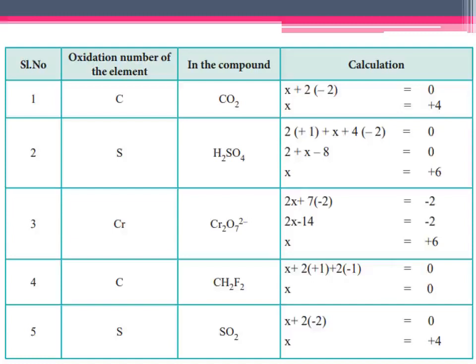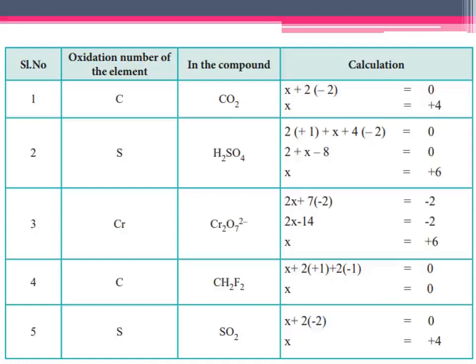Okay children, take your note and write it. See the first one. What are we going to find out? We are going to find the oxidation number of carbon. So CO2, you are taking the compound CO2. For C, we don't know, so we are writing X.